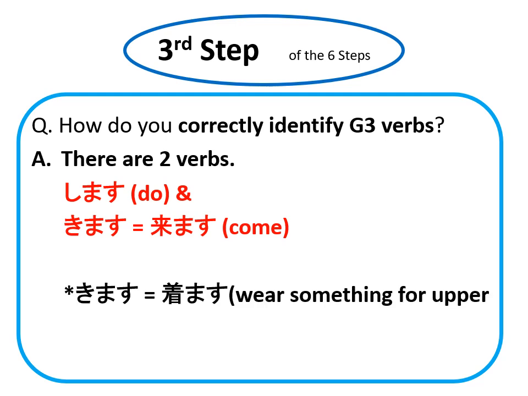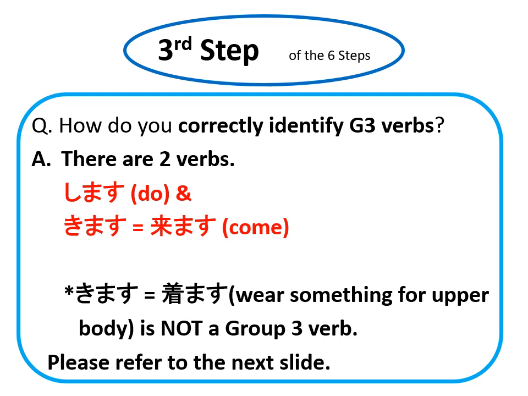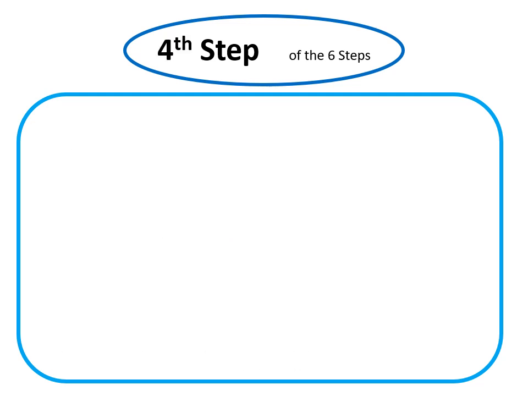I'll give you the meaning of the other kimasu: to wear something on the upper body. Kimasu. This kimasu is not a group 3 verb. Okay. Kimasu, to come, and kimasu, to wear something on the upper body, sound exactly the same, but as you can see, the kanji are different. Okay.